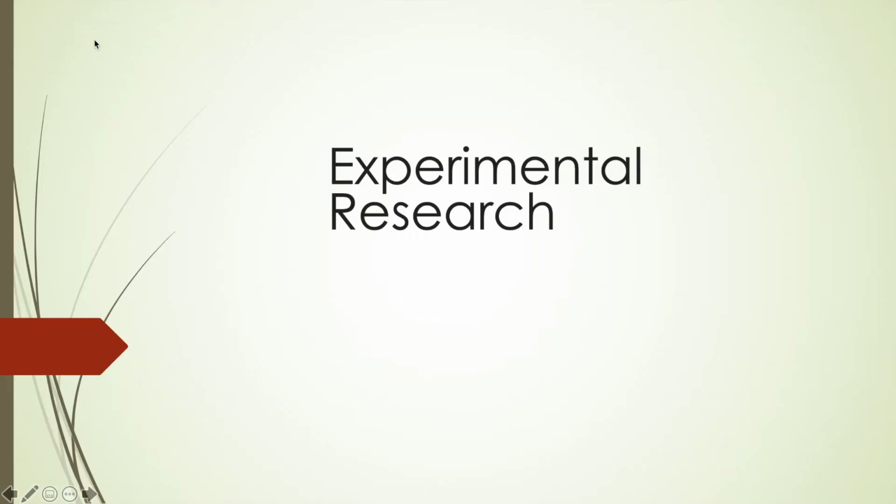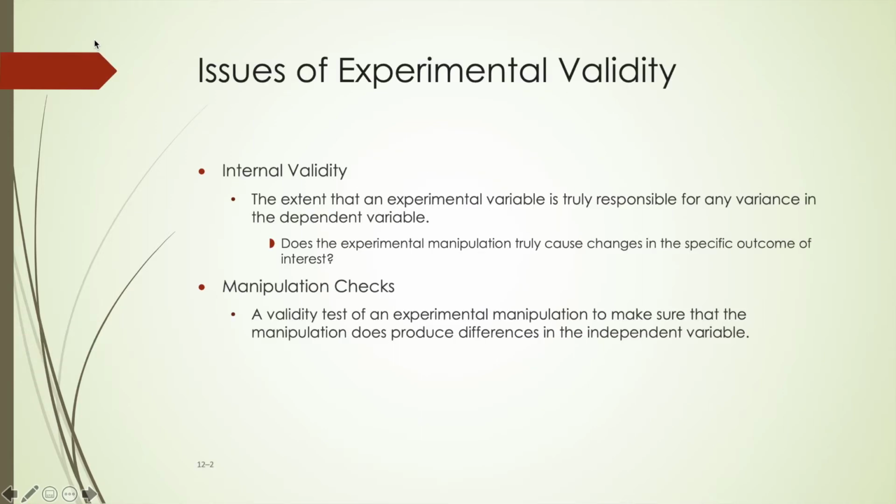Okay, everybody, let's finish up with experimental research as we start taking a look now at internal and external validity. Internal validity, as you see here, is the extent that a variable, experimental variable, is truly responsible for any variance in the dependent variable. In other words, is the experiment designed the way it's supposed to be designed so that you get an accurate result? For instance, as you see here, does the experimental manipulation truly cause changes in the specific outcome of interest?